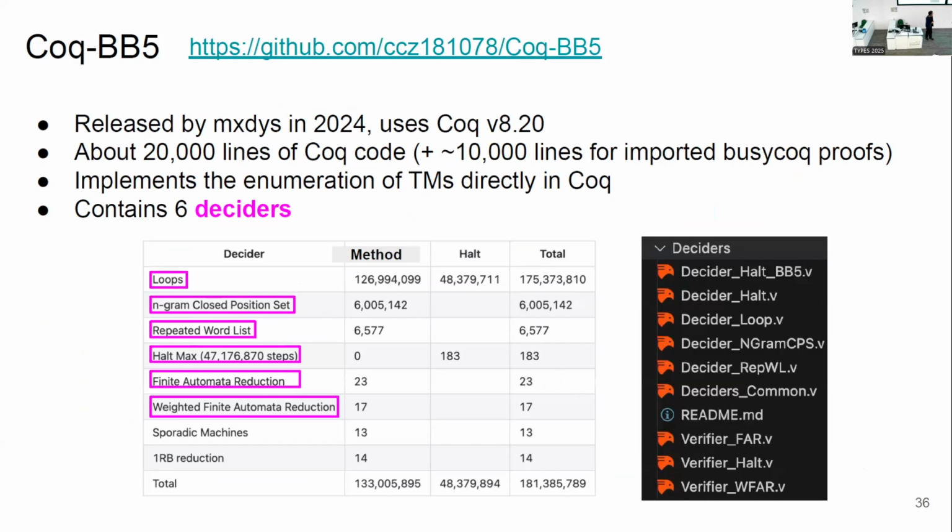Coq BB5, so it was released in 2024, and it encompasses 6 deciders here. And the folder structure of the repository really follows this terminology where we have one file per decider.